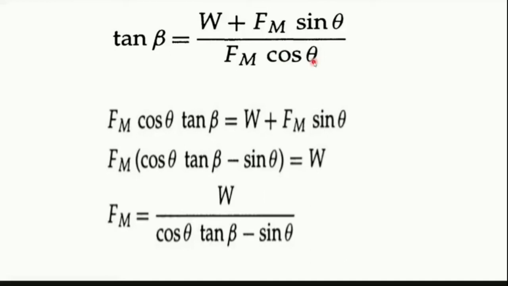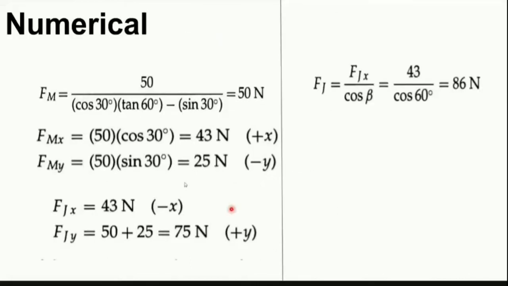Now we'll send Fm cos theta to the other side. We have Fm cos theta tan beta equal to W plus Fm sin theta. Right? Here we want Fm. So we'll send this Fm sin theta to other side. So after taking Fm common, we have Fm into cos theta tan beta minus sin theta equal to the leftover W. From here, we'll get Fm is equals to W by cos theta tan beta minus sin theta. So this is the value of Fm and this is the numerical.